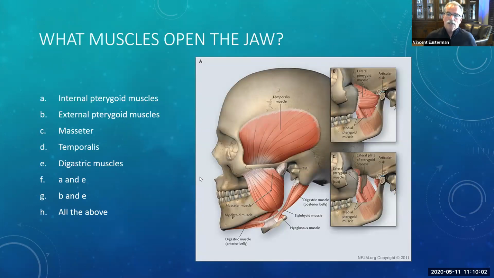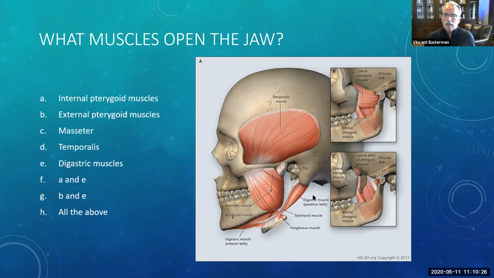Muscles of mastication, the closing muscles are the masseter, the internal pterygoid, and temporalis. So how do we open the mandible? How does the jaw open when you take a big bite? The question here is what muscles? And the answer is the external pterygoid and the digastrics.